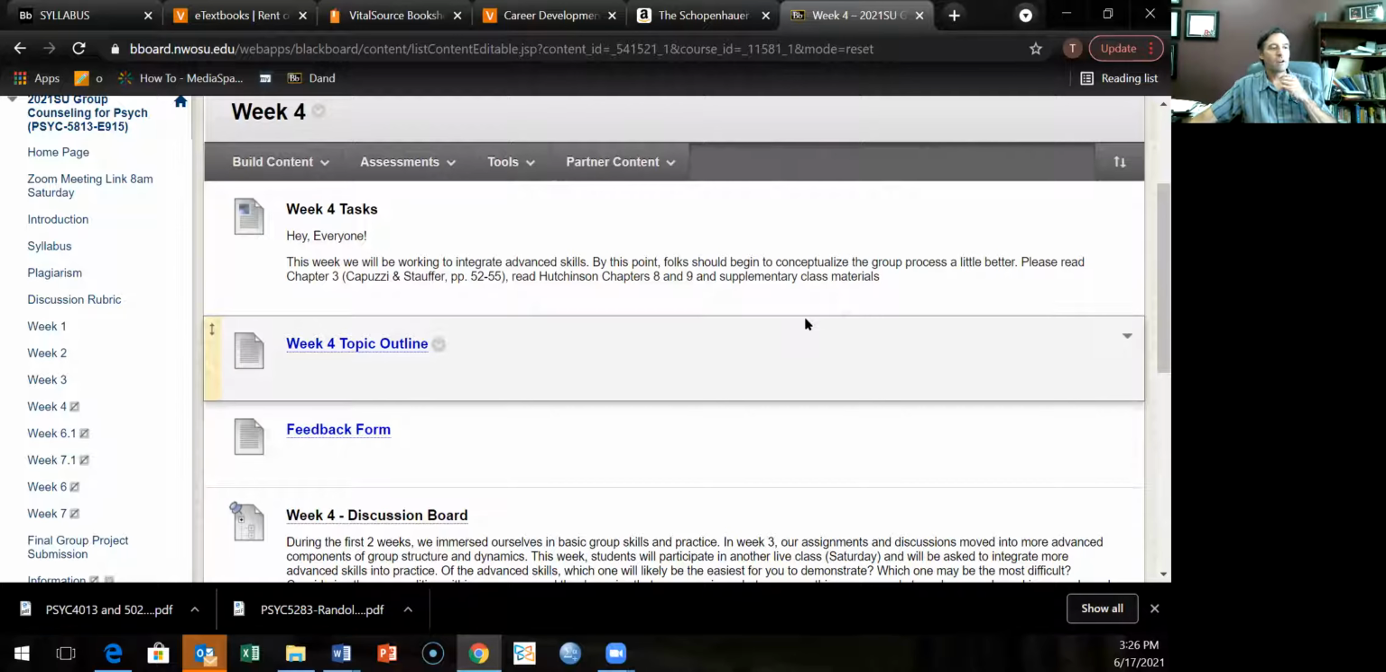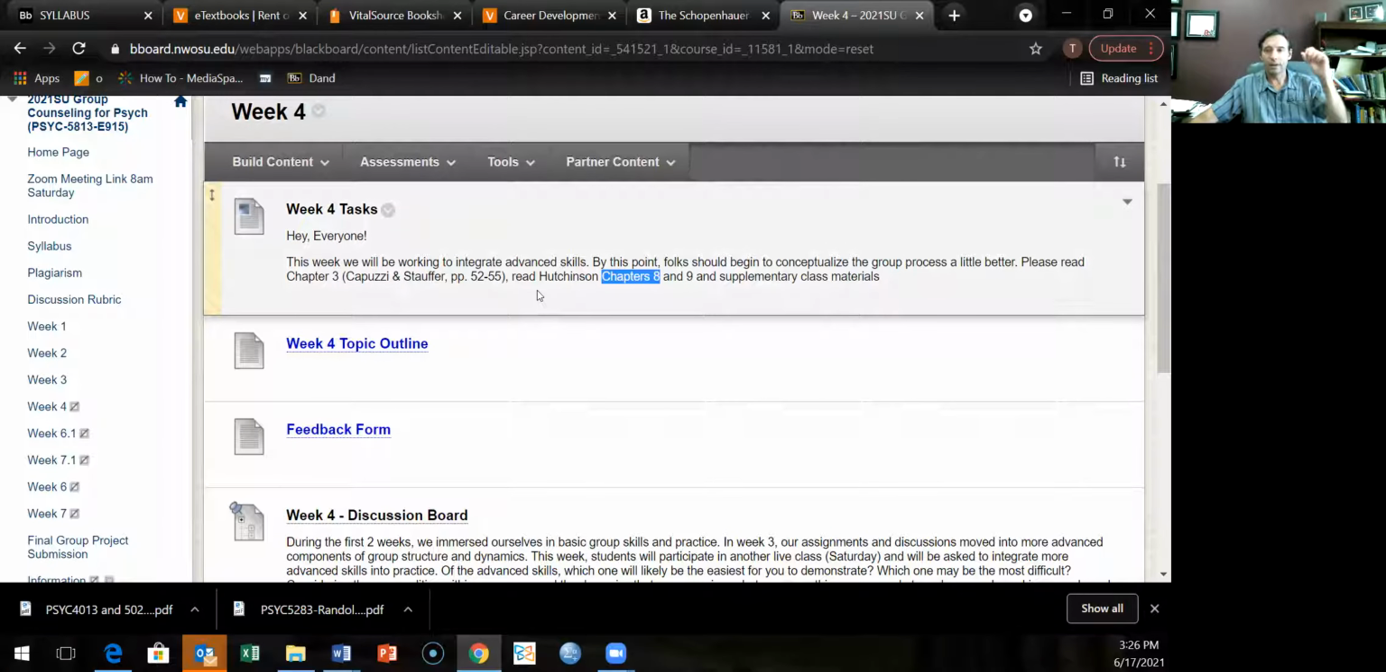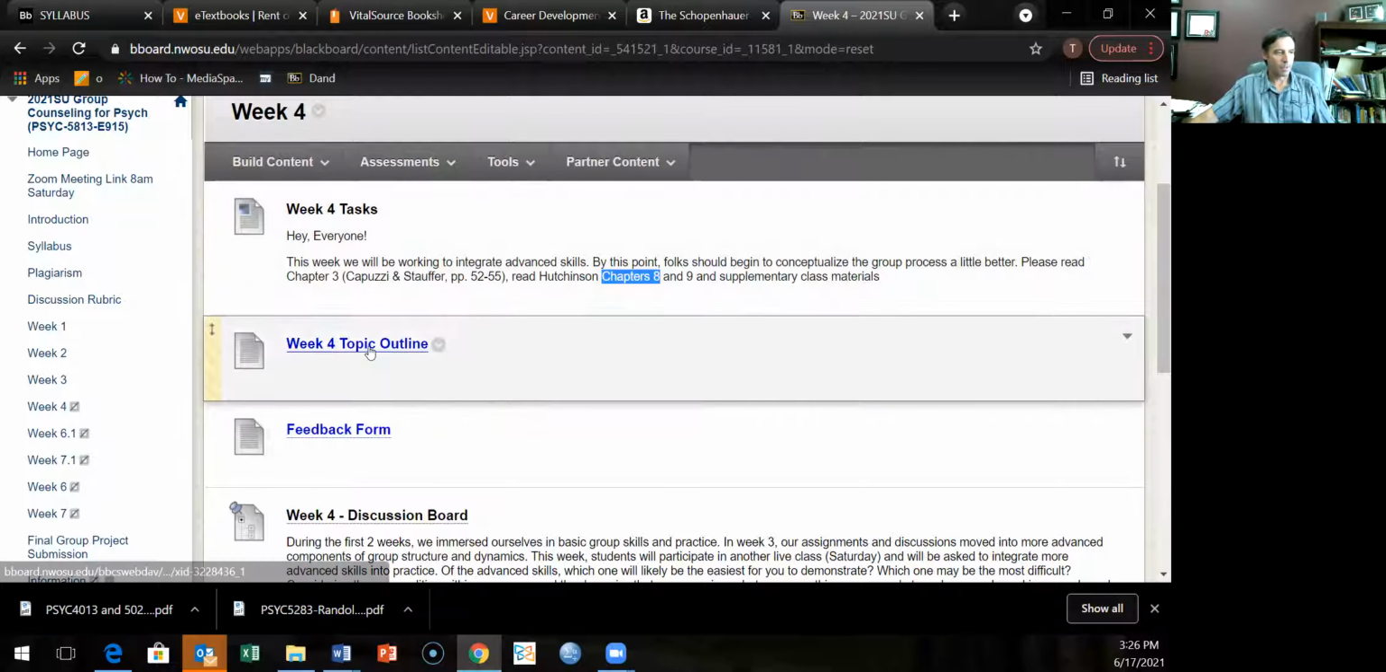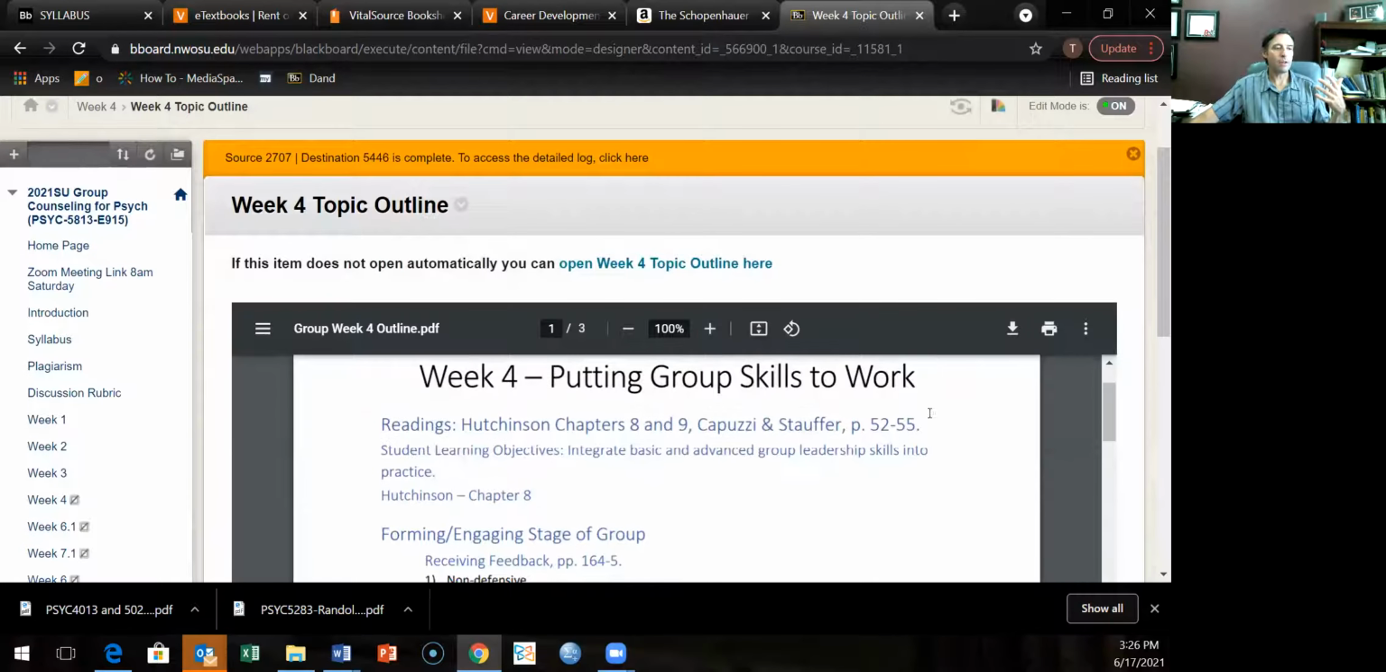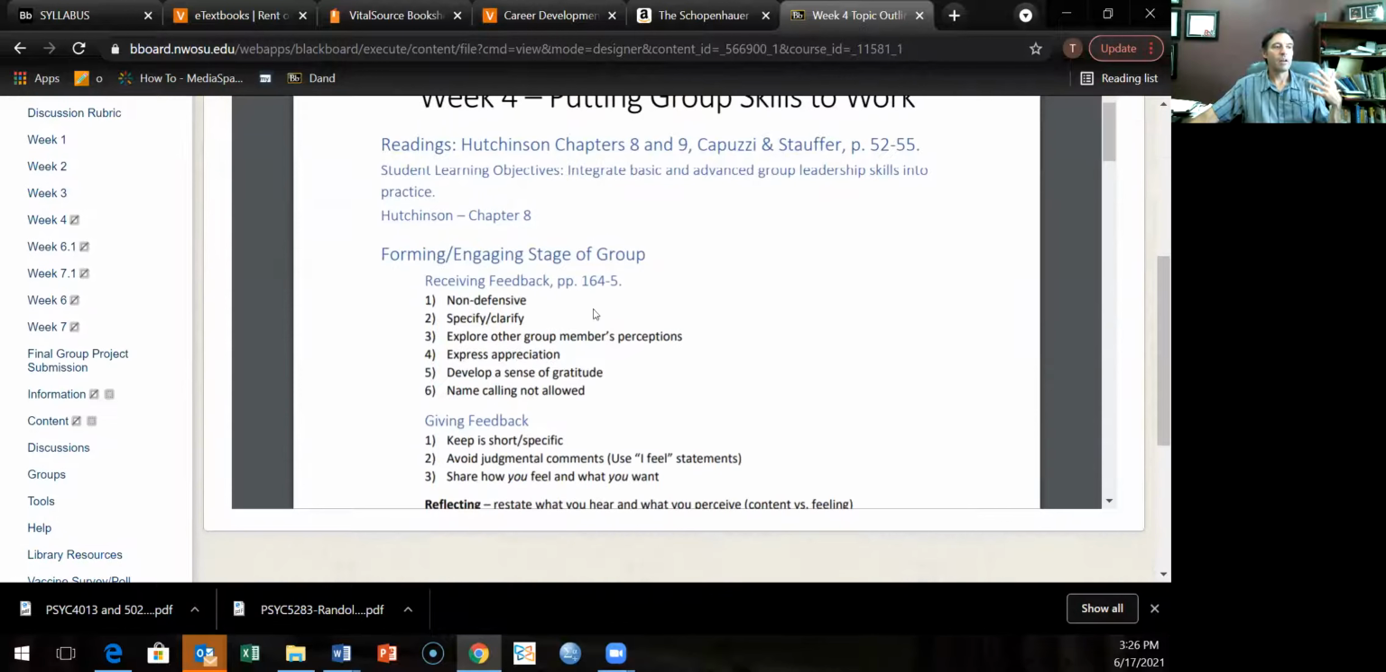Please read Hutchison chapters 8 and 9, and there is some repeat in 8 and 9. 8 and 9 talk about group-specific techniques, which we'll address, and I have in this outline, I'll go over some of those. If you are reading, I'll pull out some important material. And then Capuzzi and Stauffer, go ahead and read 52 to 55. So let's go ahead and look at the outline. This again covers the Hutchison book quite a bit.